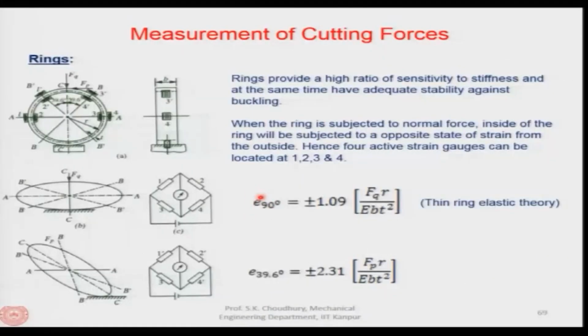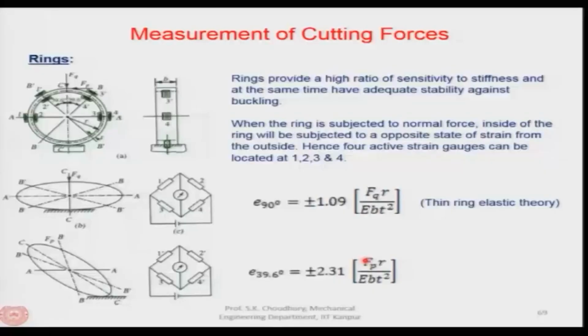So, here the strains are measured from the Wheatstone bridge, and from knowing the value of R, knowing the Young's modulus of the material, and knowing the values of B and T, which are the physical parameters, we can actually find out the value of the F q or the F p.